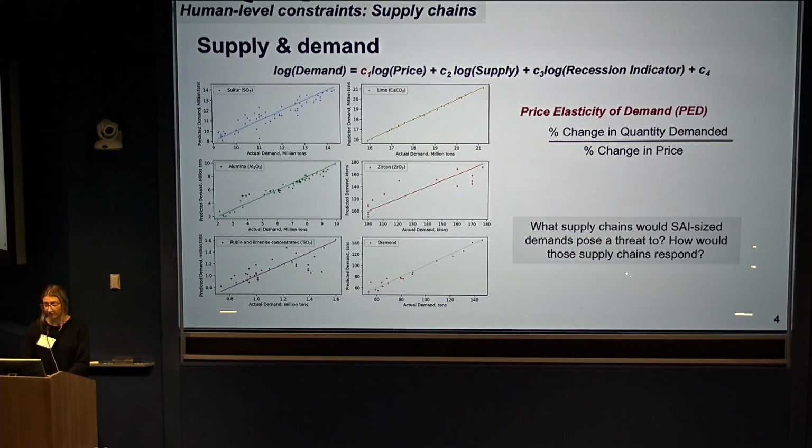So we wanted to look at what supply chains SAI-sized demands would pose a threat to, and how those supply chains would potentially respond. So we use a price elasticity of demand model, which accounts for other factors' impact on the relationship between price and demand. PED is basically the percent change of a quantity demanded in response to a percent change in price. This is done using historic mineral data for a bunch of raw materials of these solid mineral candidates, as well as sulfur for SO2 injections.